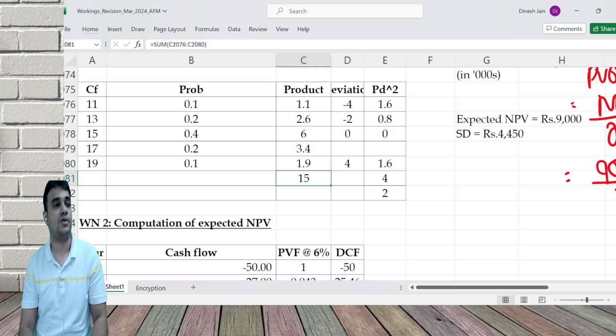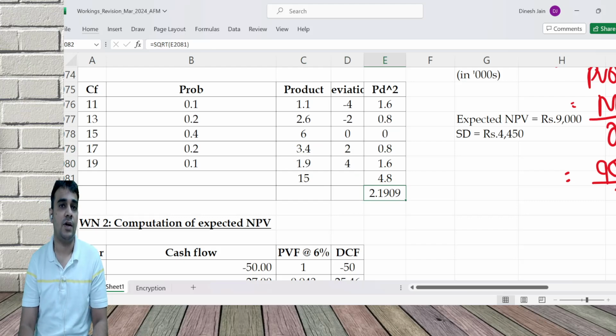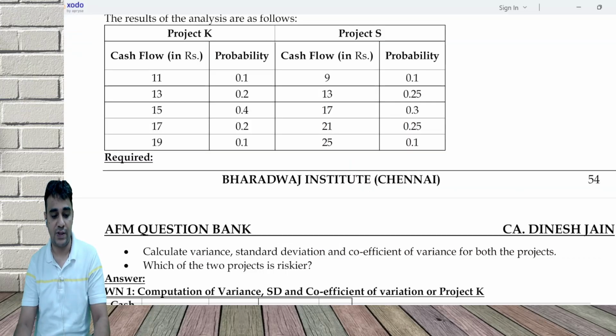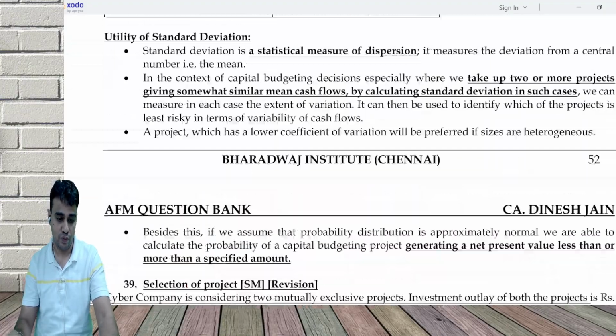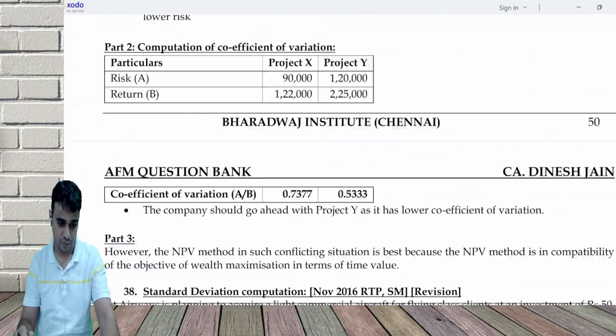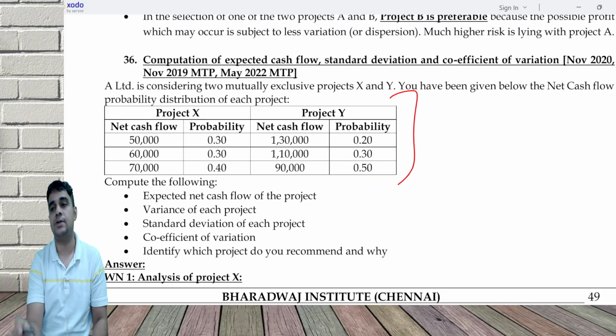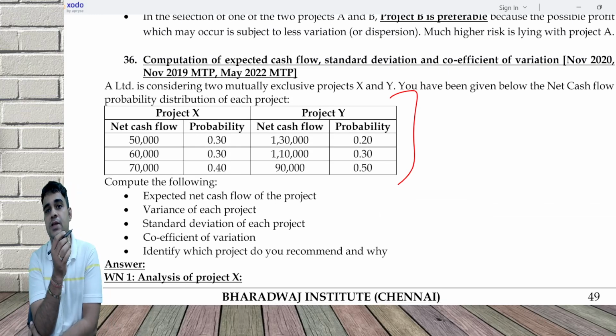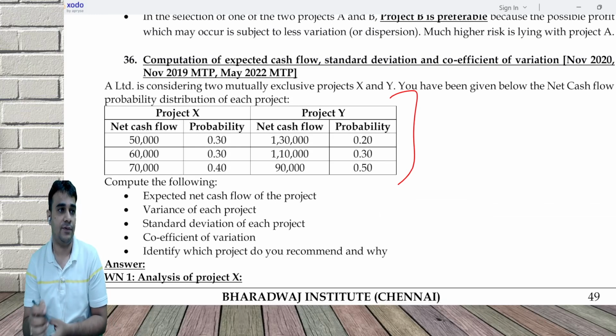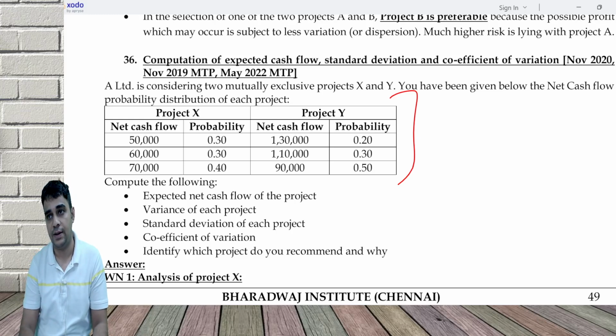The total of this is called expected cash flow. The square root of this is called standard deviation. Standard deviation divided by the expected cash flow is the coefficient of variation. This is similar to the question we discussed. They have just given the cash flow and probability. No NPV calculation. Nothing else needs to be done in this problem.